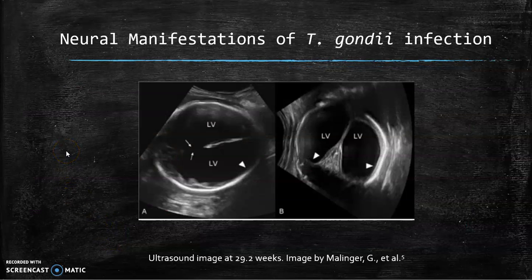So going into one of the most common issues of live births, these are the neural manifestations of the infection. This is an MRI of a fetus at 29 weeks, at which time you would think they would have much smaller ventricles. But you can see here that there's significantly less brain tissue and a lot more fluid in this area.